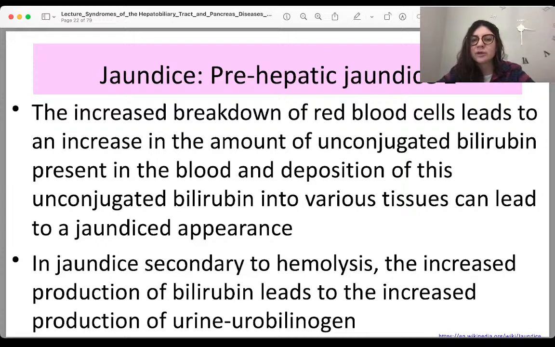The increased breakdown of red blood cells, which we named hemolysis, leads to an increase in the amount of unconjugated bilirubin present in blood, and deposit of this unconjugated bilirubin into various tissues can lead to a jaundiced appearance. Where does unconjugated bilirubin in the blood come from? It is produced by destruction of erythrocytes. In jaundice secondary to hemolysis, the increased production of bilirubin leads to increased production of urine urobilinogen.